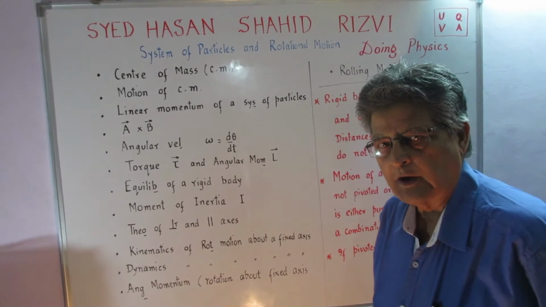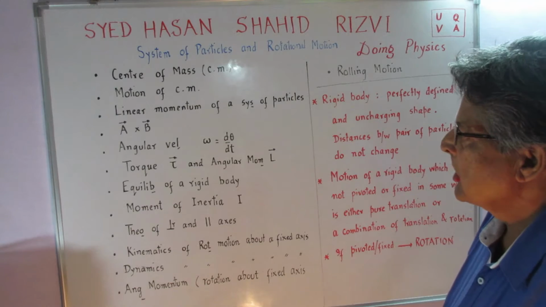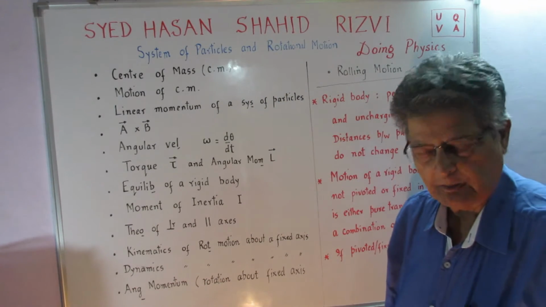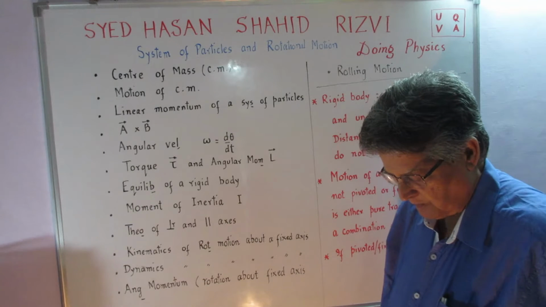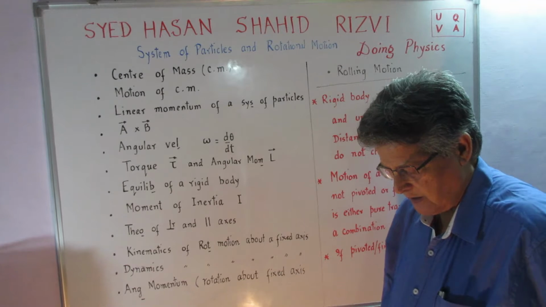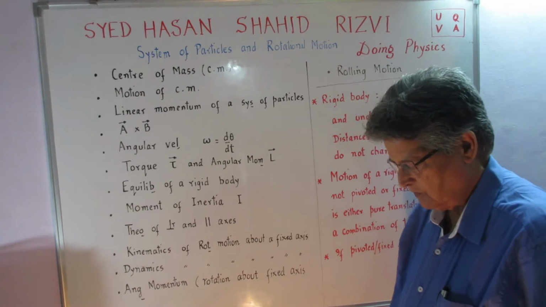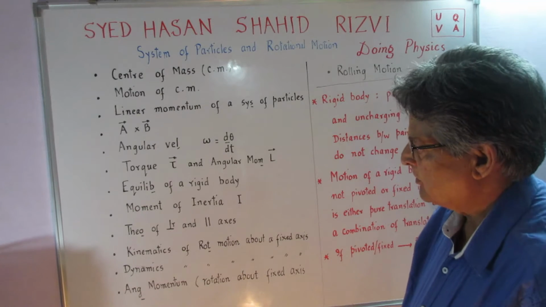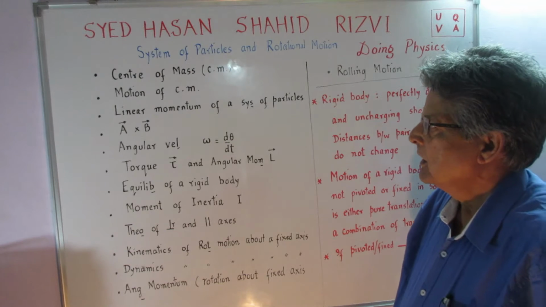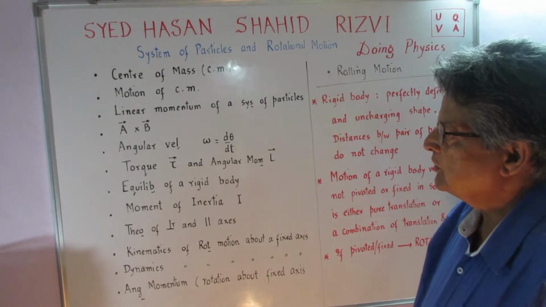Right. So friends, in the next few lectures, I will address system of particles and rotational motion. A system of particles which may constitute a rigid body, comprising several particles put together and constituting a rigid body.